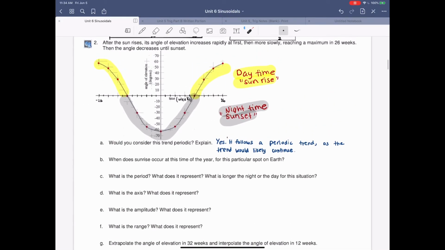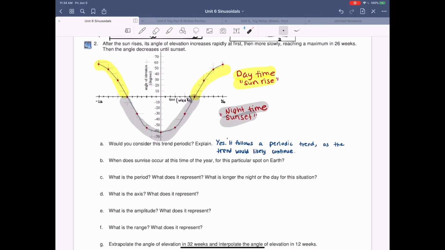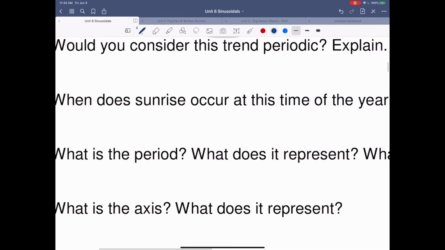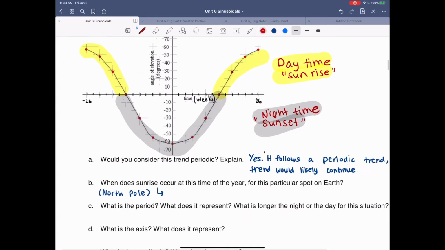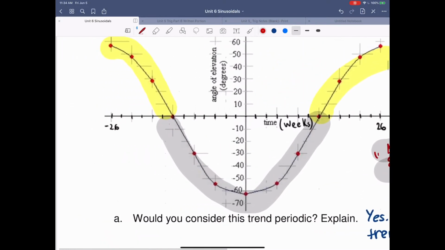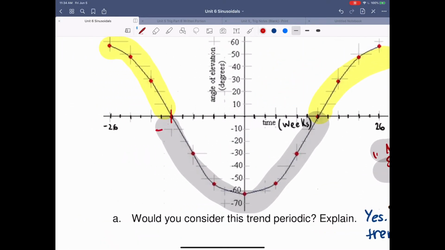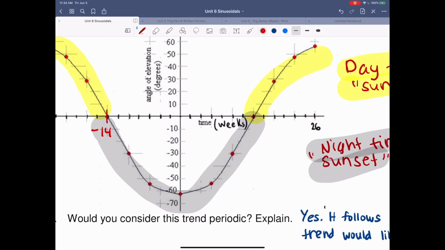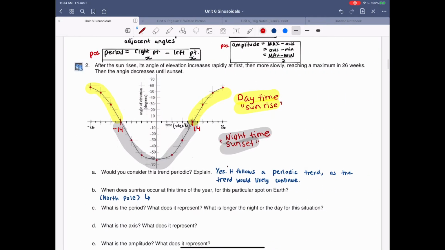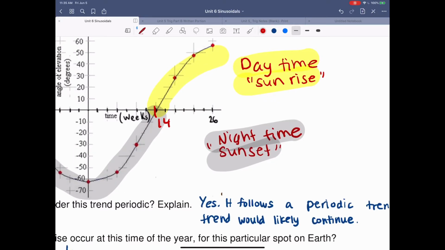And so in terms of actually answering this question, if I take a look at this highlight, basically it's bright and then it turns dark at -14 and then it turns bright again at 14. And so when does the sunrise occur at this time of the year for this particular spot on Earth? So I can say that if our point of reference is 0, then 14 weeks from now, that's when the sunrise will occur.